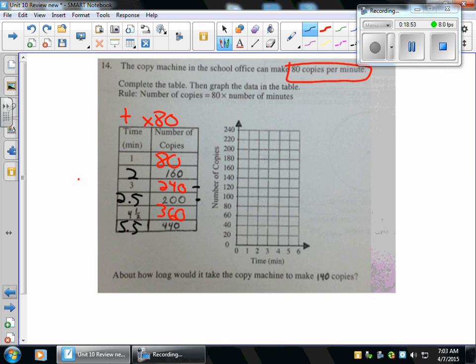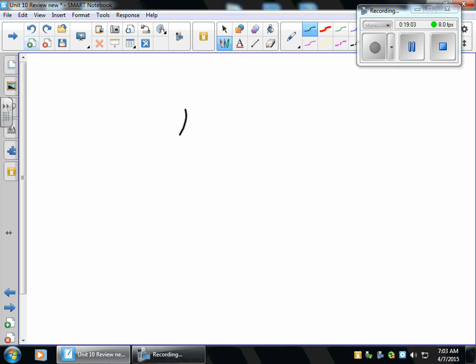Okay. But how long would it take the copy machine to make 140 copies? So all they're doing, kids, is they're putting a 140 here. Well, how do we get this number then? Divide, just like we have been doing. 140 divided by 80.